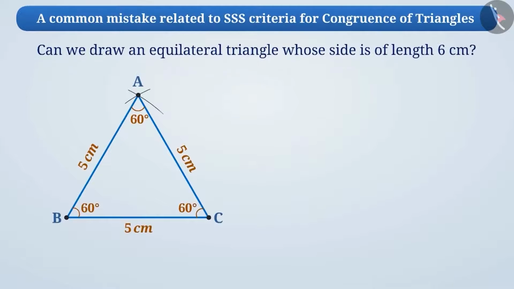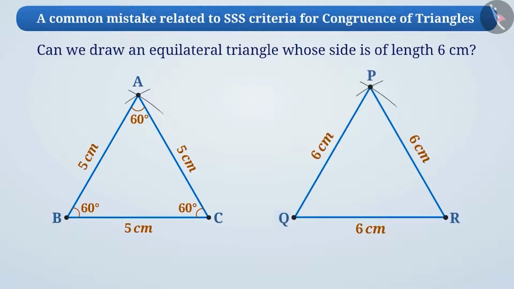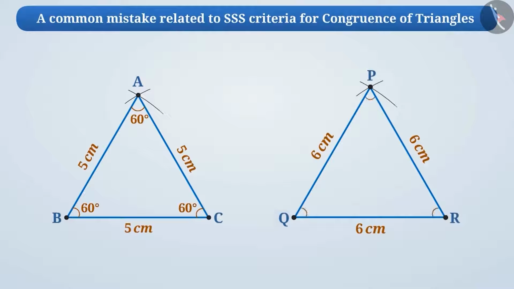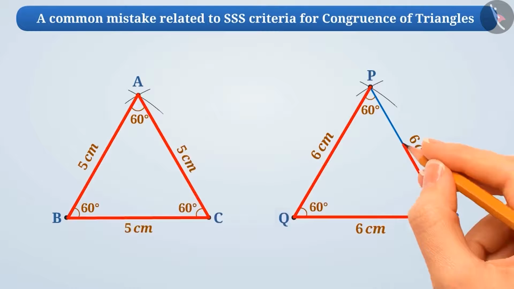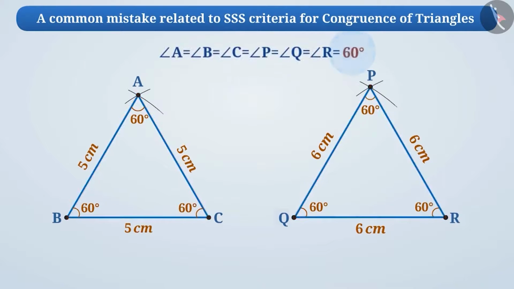Can we draw an equilateral triangle whose side is of length 6 cm? Think for a while. If we draw a triangle PQR using the method given above, we will get an equilateral triangle. If we measure the angles of this triangle, we will observe that all angles measure 60 degrees. We can see that all angles of both triangle ABC and triangle PQR are 60 degrees. So, are they congruent? Think for a while.